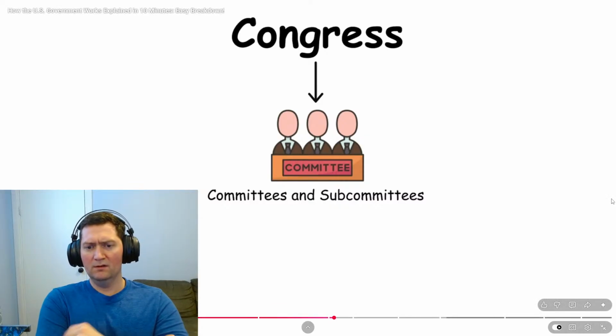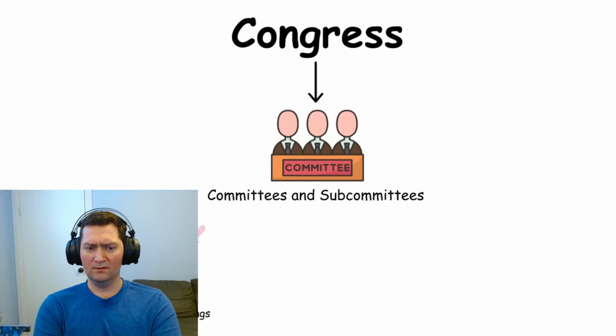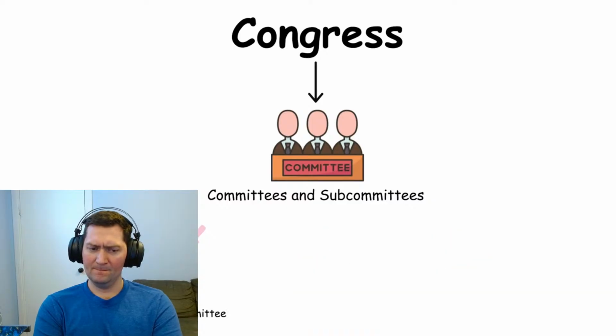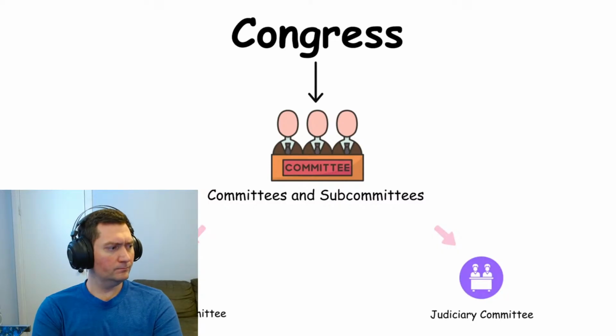In a particular area of policy. These committees are the workhorses of Congress, conducting hearings, gathering evidence, and drafting legislation. From the powerful Appropriations Committee, which controls federal spending, to the Judiciary Committee, which oversees the courts and law enforcement, each committee plays a vital role in shaping the laws of the land.